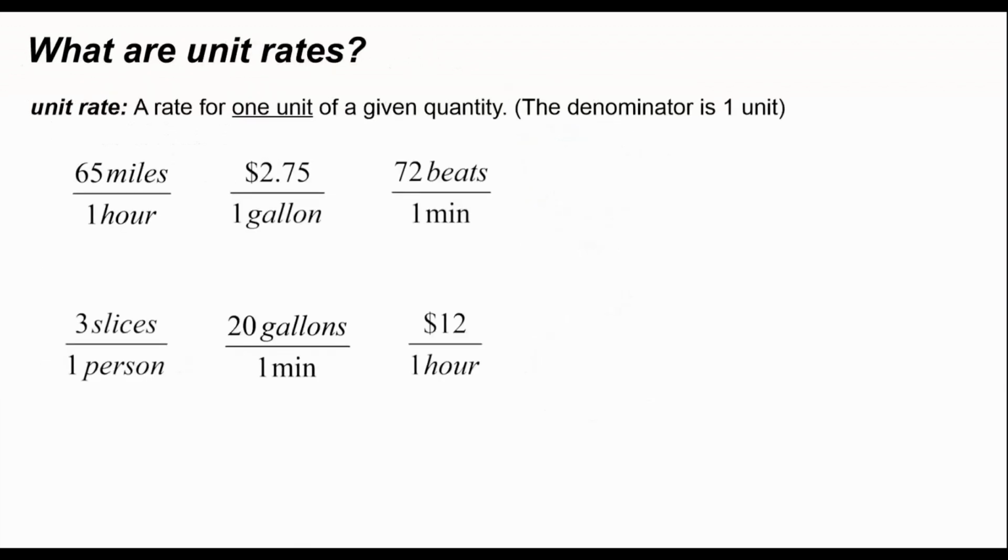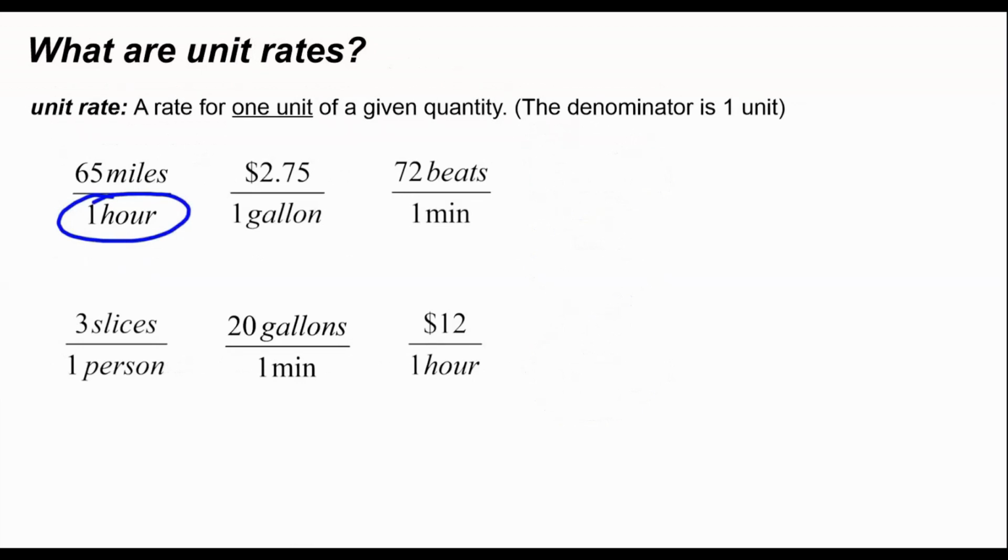So what's a unit rate? A unit rate is a rate for 1 unit of a given quantity. That means the denominator of your rate is always 1 unit. So that's why it's called a unit rate, because unit means 1. So 65 miles every 1 hour is a unit rate because our denominator here is 1 hour. We're making the comparison to 1 hour. 65 miles for every 1 hour. Sometimes we call that 65 miles per hour. We use the word per instead of for every one of something.